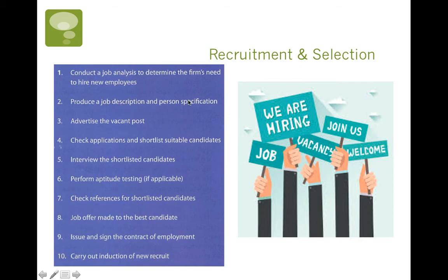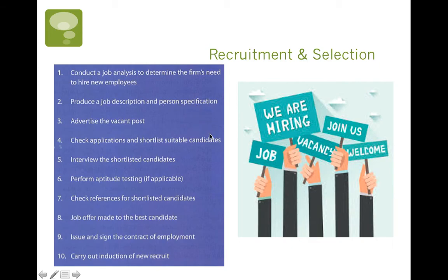Once you've produced your job description and person specification, you advertise the vacant post wherever you have chosen to advertise. It might be in a newspaper, might be on a website, might be at a job centre, might be going to a university fair and trying to attract young graduates. Wherever I'm advertising, I'm starting to advertise. And so people start to apply. And these applications come in the form of usually an application form or a CV, which stands for curriculum vitae. So we're going to check through these applications, and what the company has to do is usually literally use the person specification as a checklist.